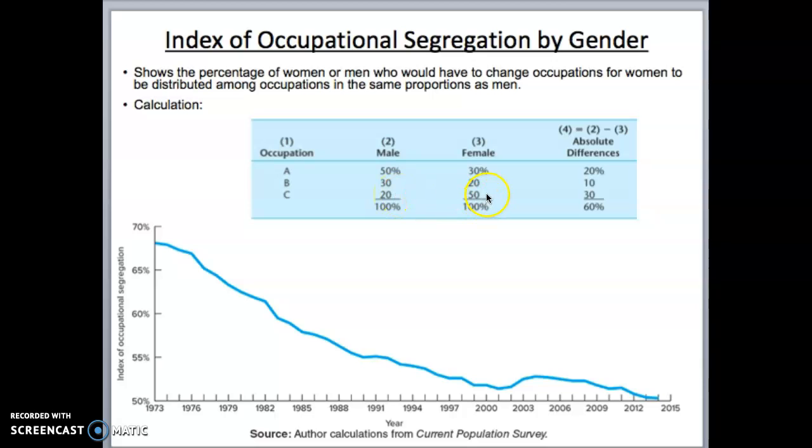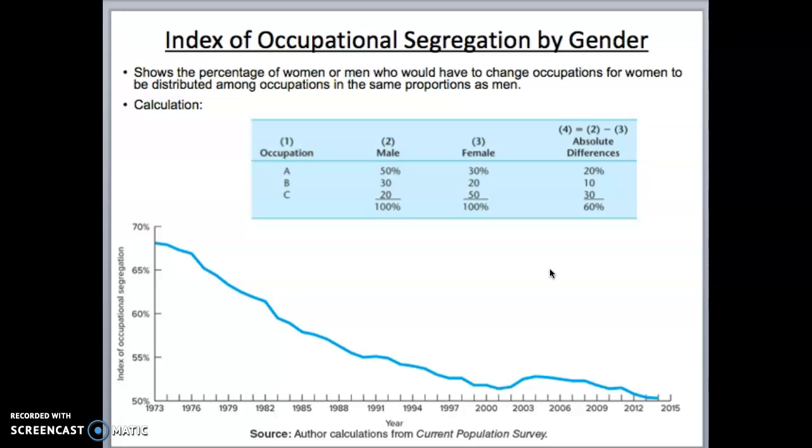You could do the same thing with women. You could move 30% of women. Let's take 30% from here, taking this number down to 20, and let's move 10% here, taking this to 30, and let's move 20% to here, taking this up to 50. So it would be equal to males. Either way, you have to relocate 30% of one group to make it equal to the other group. That's what the index of occupational segregation tells us.